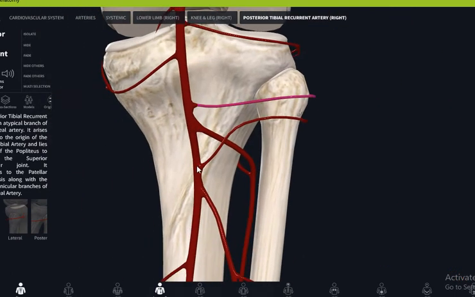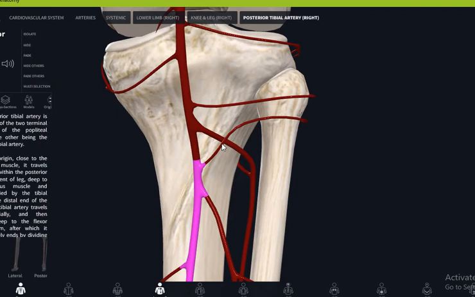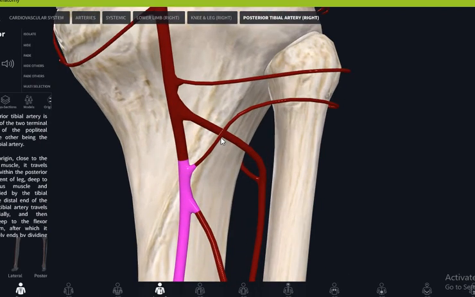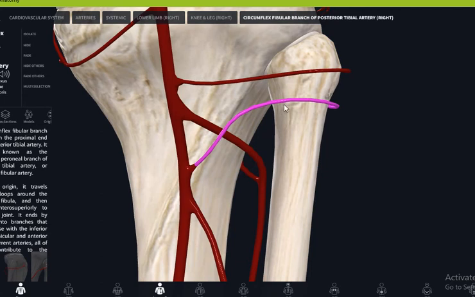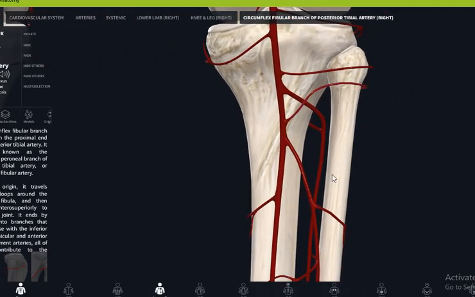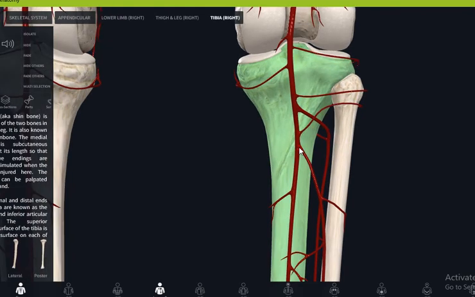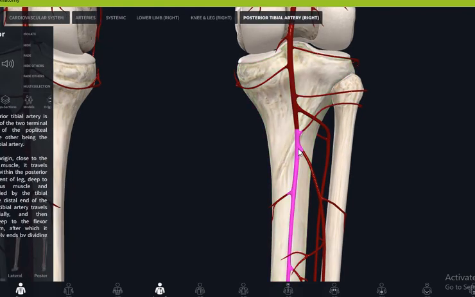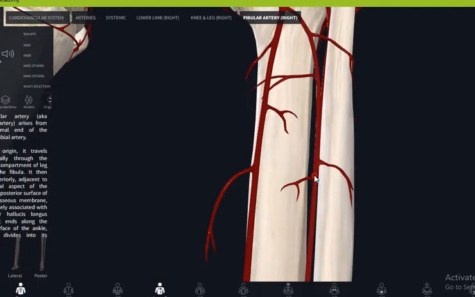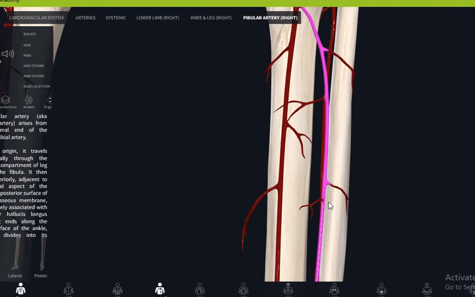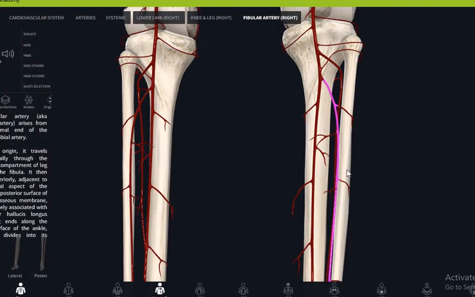Now there's also this other branch here, which is the posterior tibial artery. The posterior tibial artery gives this small branch called the circumflex fibular artery. This posterior tibial artery now divides into two parts. You have the trunk of the posterior tibial artery, and this other one is the fibular artery, which passes and supplies everything lateral, like the lateral compartment of the leg.